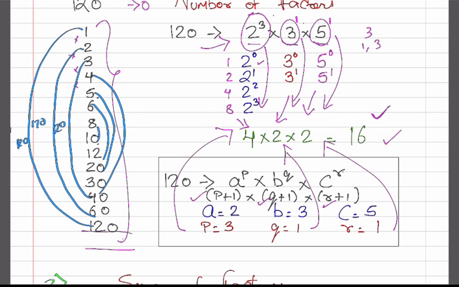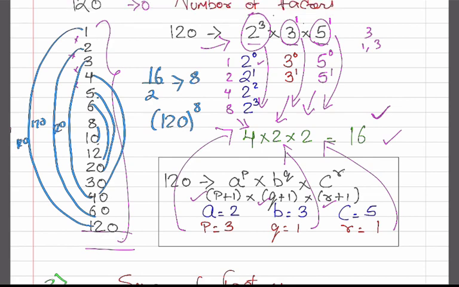Each of the two factors. How many factors are there? 16. Each of the two factors will give me what? 120. So how many 120 will I get? 8. I'll get 8 120s, okay, and that is my product of factors, 120 raised to 8.